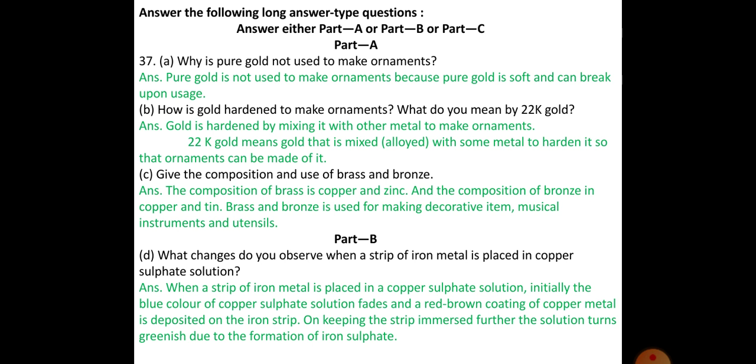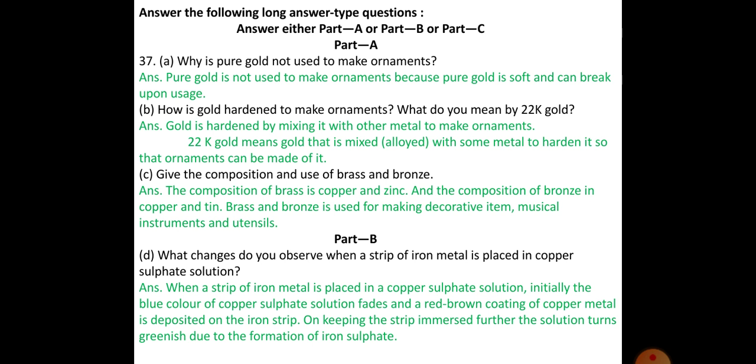Give the composition and use of brass and bronze. The composition of brass is copper and zinc, and the composition of bronze is copper and tin. Brass and bronze are used for making decorative items, musical instruments and utensils.